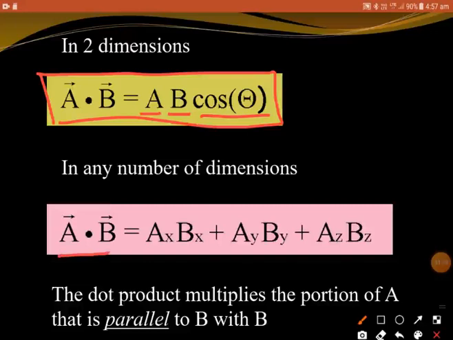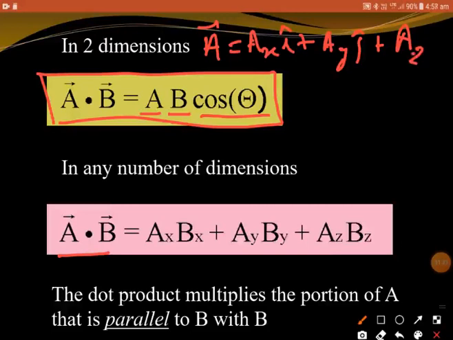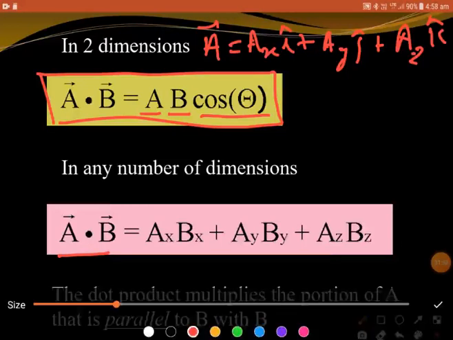If you think that a vector is expressed as ax i cap plus ay j cap plus az k cap, these are nothing but the components of the vector. ax is the component of vector a along the x-axis, ay the component of a along the y-axis, az the component of a along the z-axis, like this. And if you take another vector, let's take it as b vector.